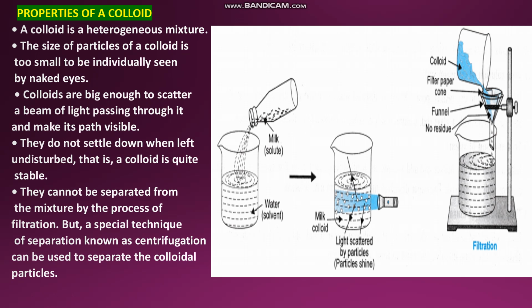So let us see once again what are the properties of a colloid. A colloid is a heterogeneous mixture. The size of particles of a colloid is too small to be individually seen by naked eyes. Colloids are big enough to scatter a beam of light passing through it and make its path visible. They do not settle down when left undisturbed. That is, a colloid is quite stable. They cannot be separated from the mixture by the process of filtration. But a special technique of separation known as centrifugation can be used to separate the colloidal particles.